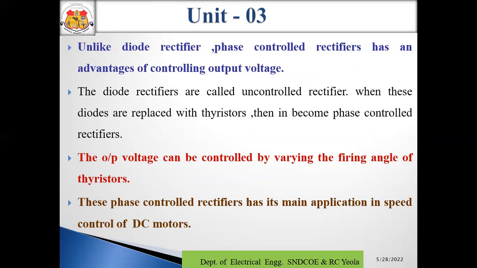Unlike the diode rectifier, the phase control rectifier has the advantage of controlling the output voltage. So the diode rectifiers are called uncontrolled rectifiers. When these diodes are replaced by thyristors, then it becomes a phase control rectifier, and the output voltage can be controlled by varying the firing angle of the thyristor. This phase control rectifier has its main application in the speed control of DC motors.